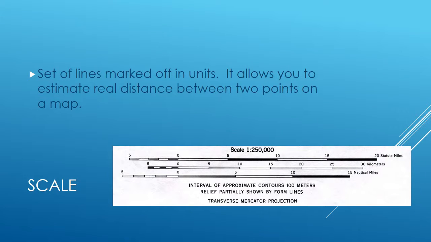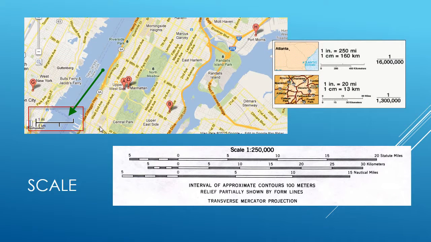Okay, our next word is scale. It is a set of lines marked off in units, any type of measurable units, and it allows you to estimate the real distance between 2 points on a map. So the scale you see currently is probably something you've seen on a map before, maybe in math class when you're doing ratios or proportions. You see miles, kilometers, and nautical miles. All maps are in different scales, so you'll want to take note of that. Some are going to be zoomed in really close. Some are going to be far away. So it's really important to know on a piece of paper how much an inch would be in real life on the ground.